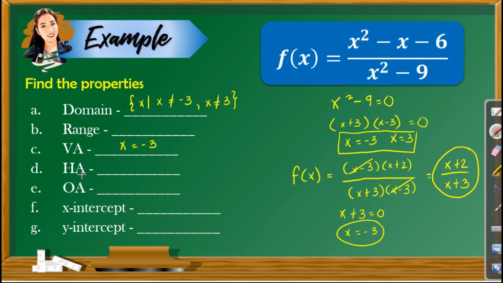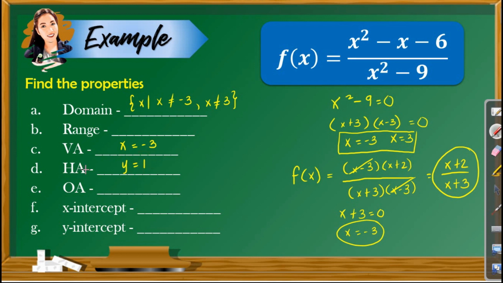Now, how about the horizontal asymptote? If we look at the simplified form, the numerator's degree and denominator's degree are the same. Therefore, we need to get the leading coefficients. So we have 1 over 1, which gives us 1 as well. Therefore, the horizontal asymptote is located at y equals 1.